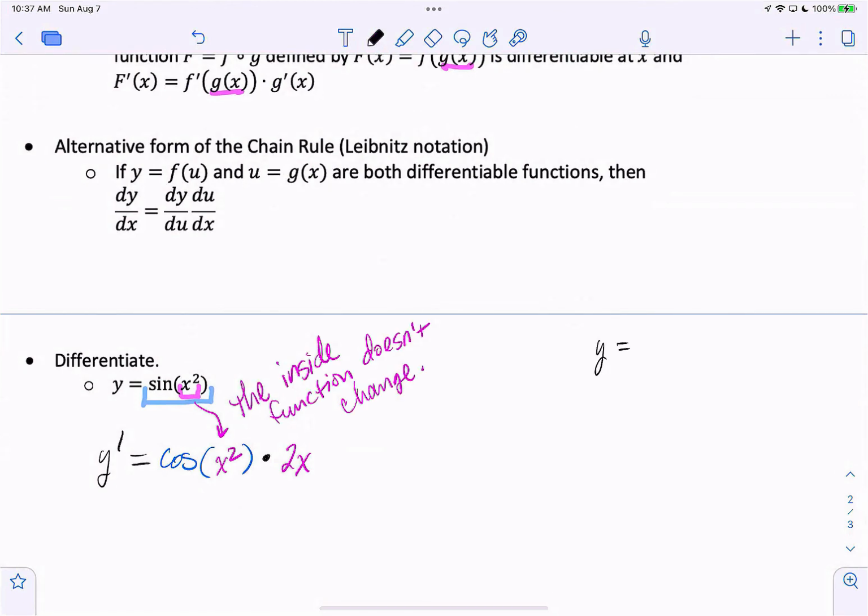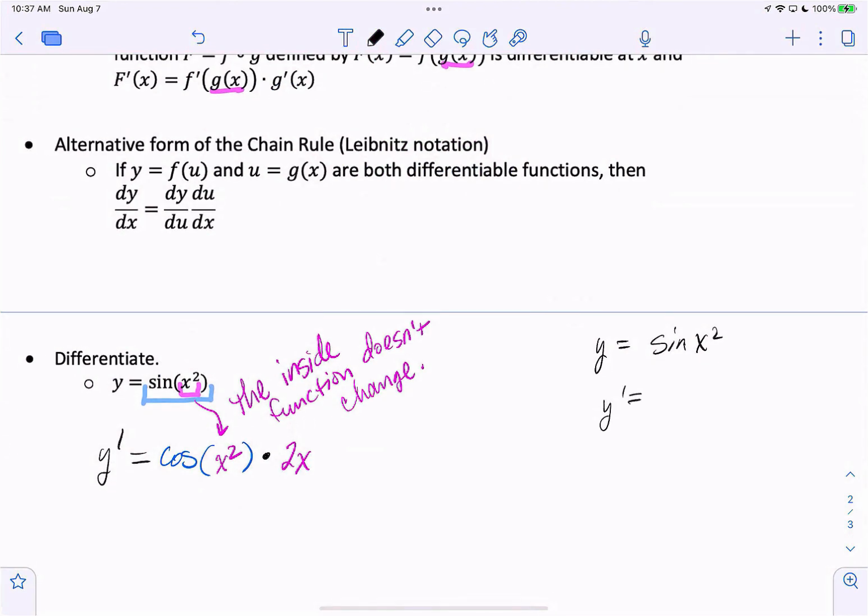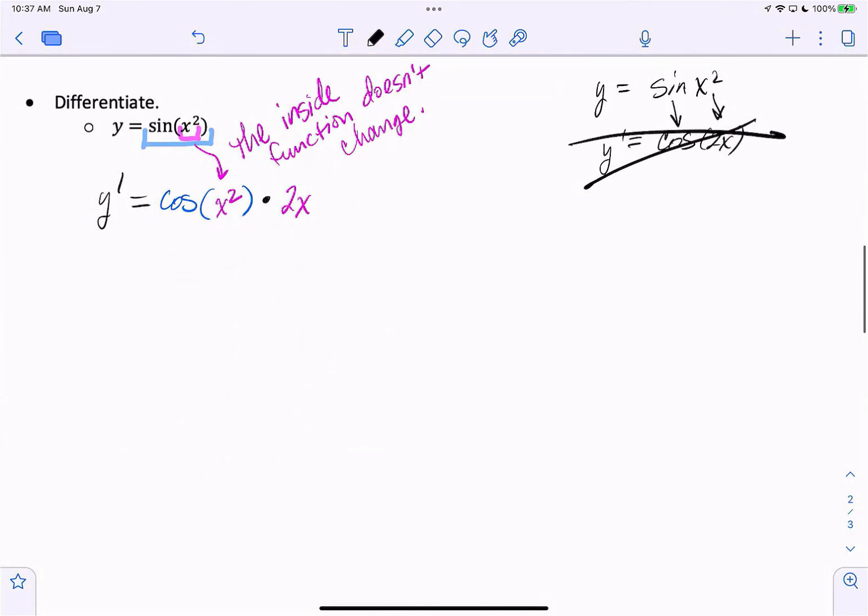So for something like y equals the sine of x squared, we will never, ever, ever, not ever write down that y prime is equal to the cosine of 2x. The sine changing to cosine is fine. x squared changing to 2x, absolutely not. That will never be the case. The derivative of x squared is coming out as a factor. Okay? Now I'm just going to rearrange this just a touch. So y prime is equal to 2x times the cosine of x squared. And that's it.